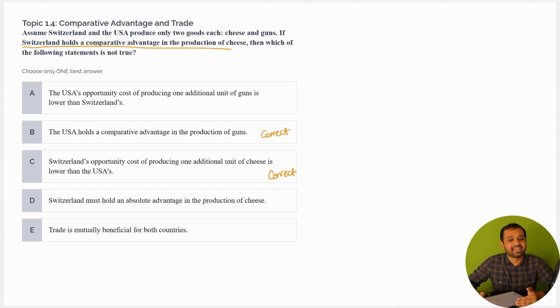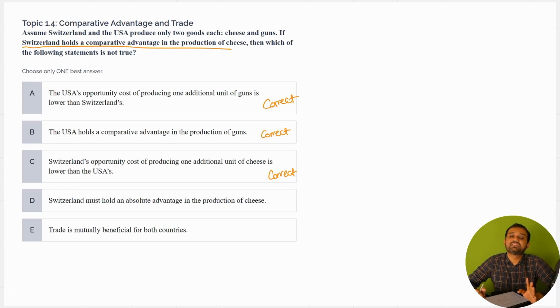And since USA has a comparative advantage in the production of guns, it means it can produce a gun at a lower opportunity cost than Switzerland. So A is also a correct statement. We are now left with D and E. Switzerland must hold an absolute advantage in the production of cheese. Now, if you recall, absolute advantage is when a country can produce something more efficiently than the other country.